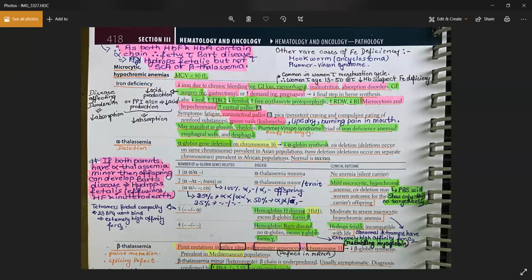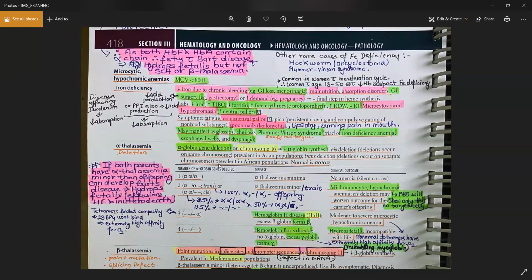So whenever you encounter a patient having a beefy red tongue along with dysphagia and some fatigue, that means the patient has Plummer-Vinson syndrome and iron deficiency anemia. Is that okay? These are all the symptoms for the iron deficiency anemia. Any doubt?